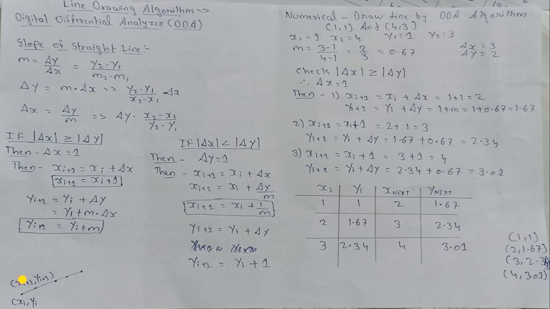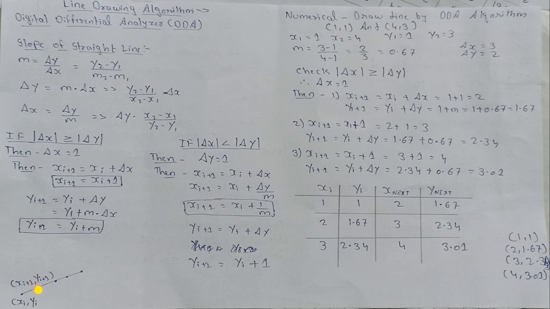So the xi and yi we have already got as the first point. So we should find out the xi plus 1 and yi plus 1. To find xi plus 1 and yi plus 1, we have to take the previous points, that is xi comma yi, as current points.